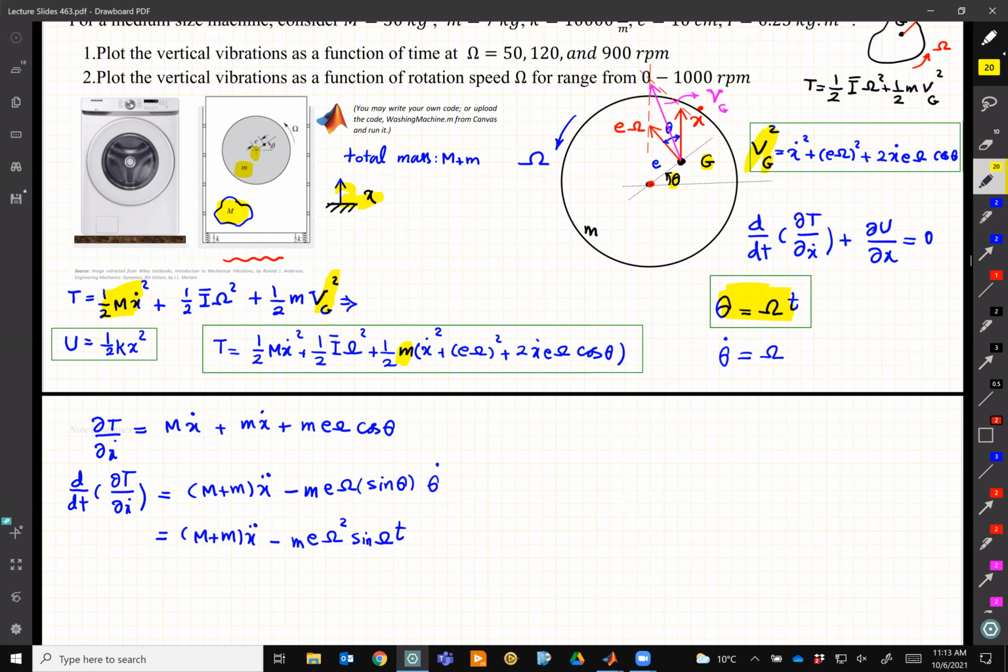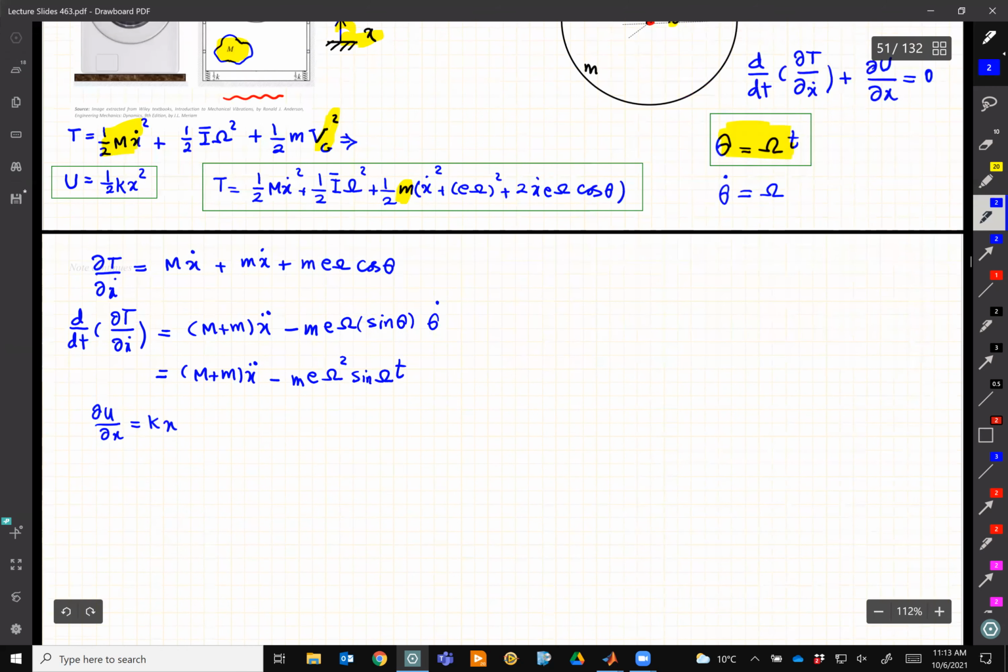Okay, so this is that term, and then the last term, the derivative of U with respect to x, which is kx. We put all of these things together, so we get m plus m, x double dot, plus kx, plus, it goes to the other side, so it becomes m e omega squared sine omega t.